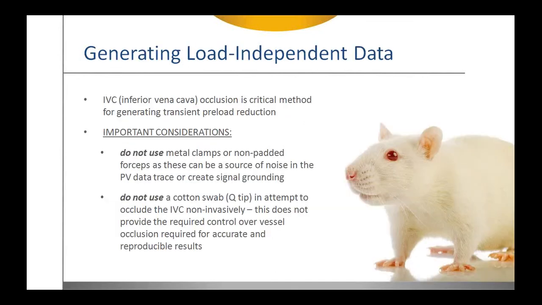On this slide, we will talk about generating load-independent data. How are we going to obtain the load-independent data? We will use IVC, inferior vena cava, occlusion. That will be the critical method for generating transient preload reduction. An important consideration in this research is not to use metal clamps or non-padded forceps, as these can be a source of noise in the PV data trace or can create a signal grounding. Also, it is important not to use cotton Q-tips in an attempt to occlude the IVC non-invasively. This does not provide the required control of the vessel occlusion.